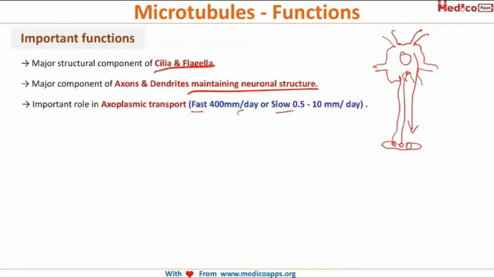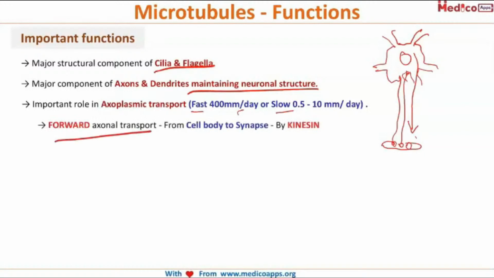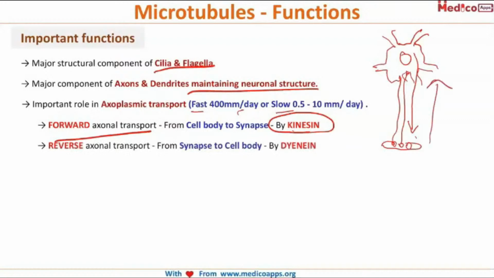When the substances are moving from the cell body to the synapse, this movement is called forward axonal transport, and this is facilitated by the microtubular protein kinesin. Movement of substances from cell body to synapse, that is forward axonal transport, is facilitated by kinesin, and the reverse transport is facilitated by dynein. Kindly remember these two, these are important questions. Forward axonal transport is kinesin, reverse axonal transport is dynein.